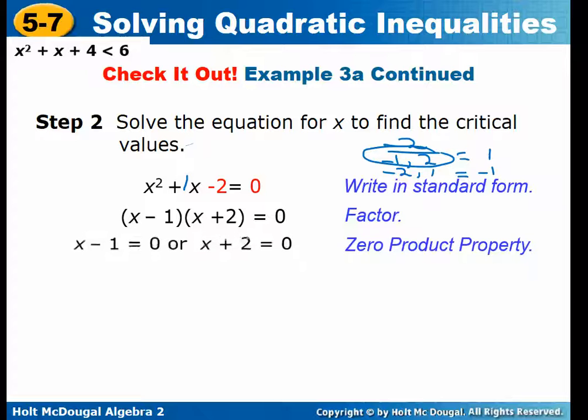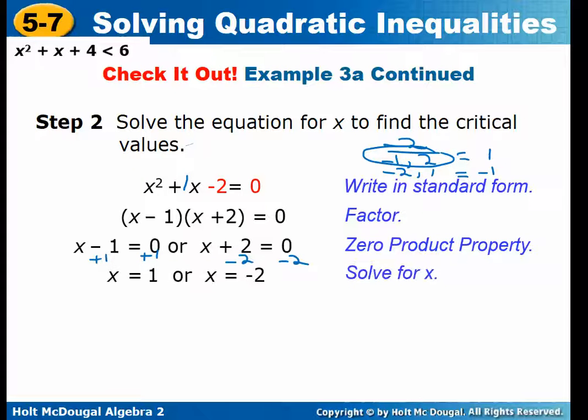Next, you set each of those little equations, those factors, equal to 0 and solve those little equations. So x minus 1 equals 0, or x plus 2 equals 0. And then you solve both of those little equations. So in the first one, you would add 1 to both sides, and you'd get x equals 1. In the other one, you'd subtract 2 from both sides, and you'd get x equals negative 2. So our two x values, our critical values, are 1 and negative 2. This is what you'll put for your, this is from your worksheet.